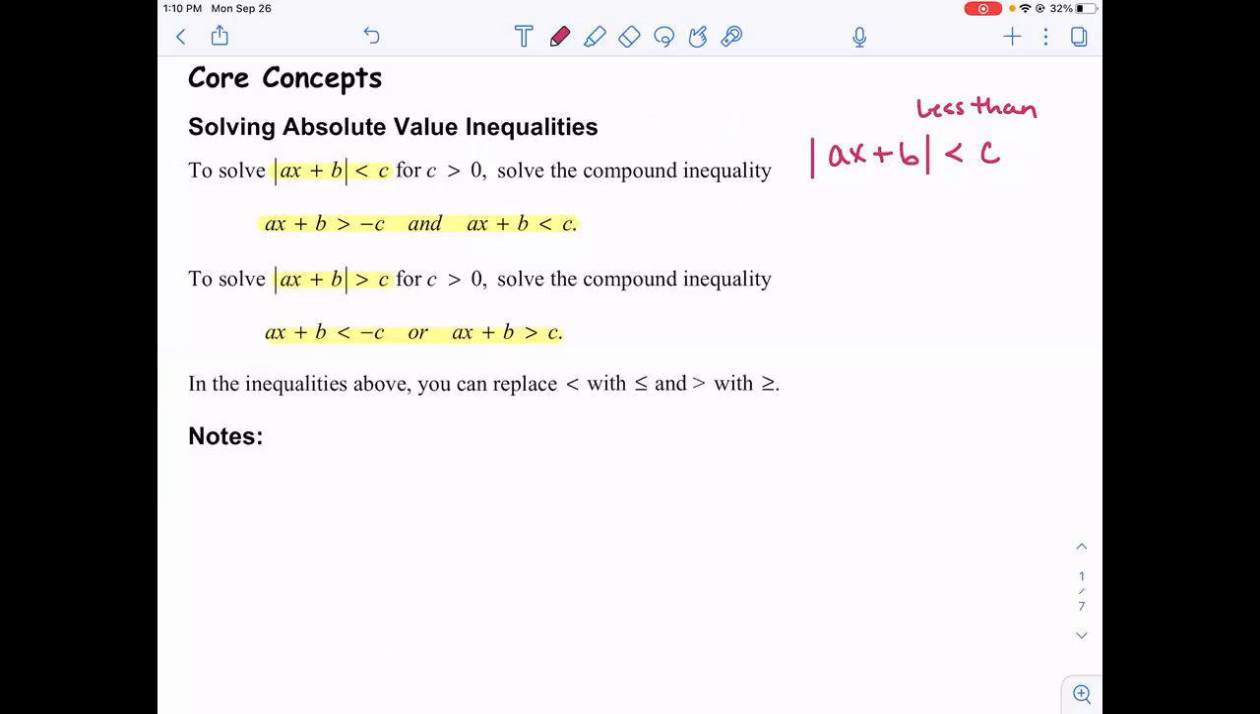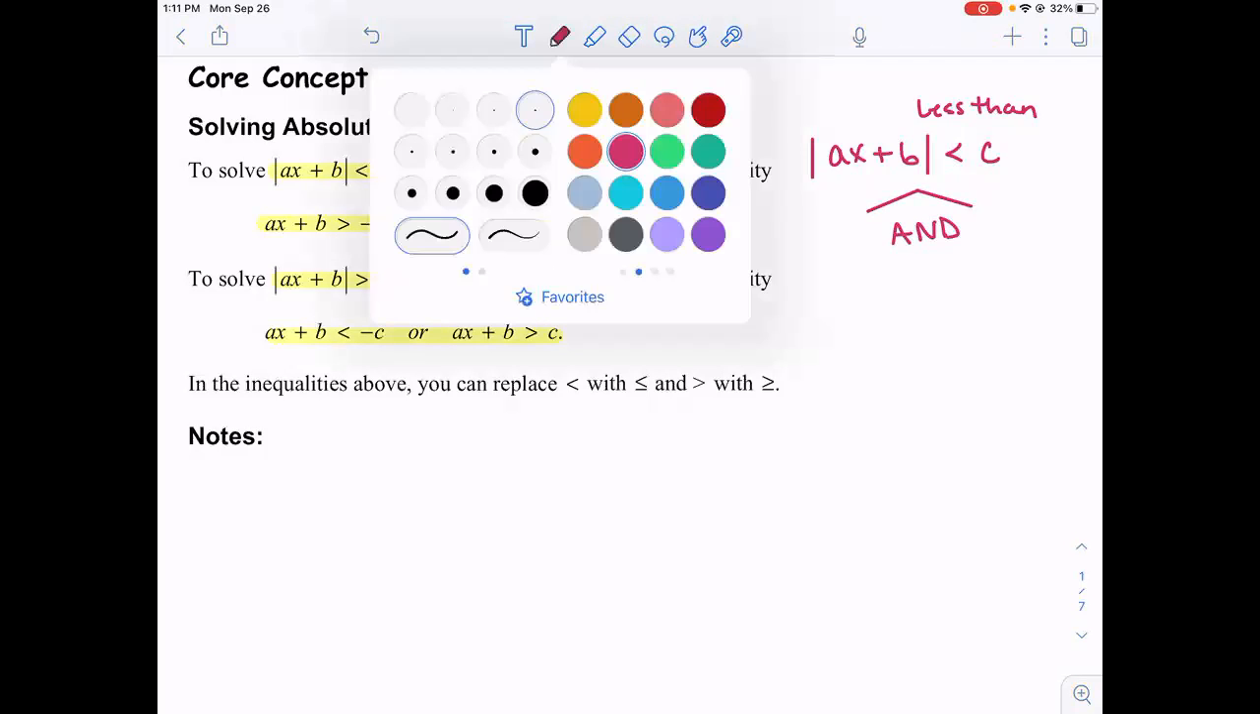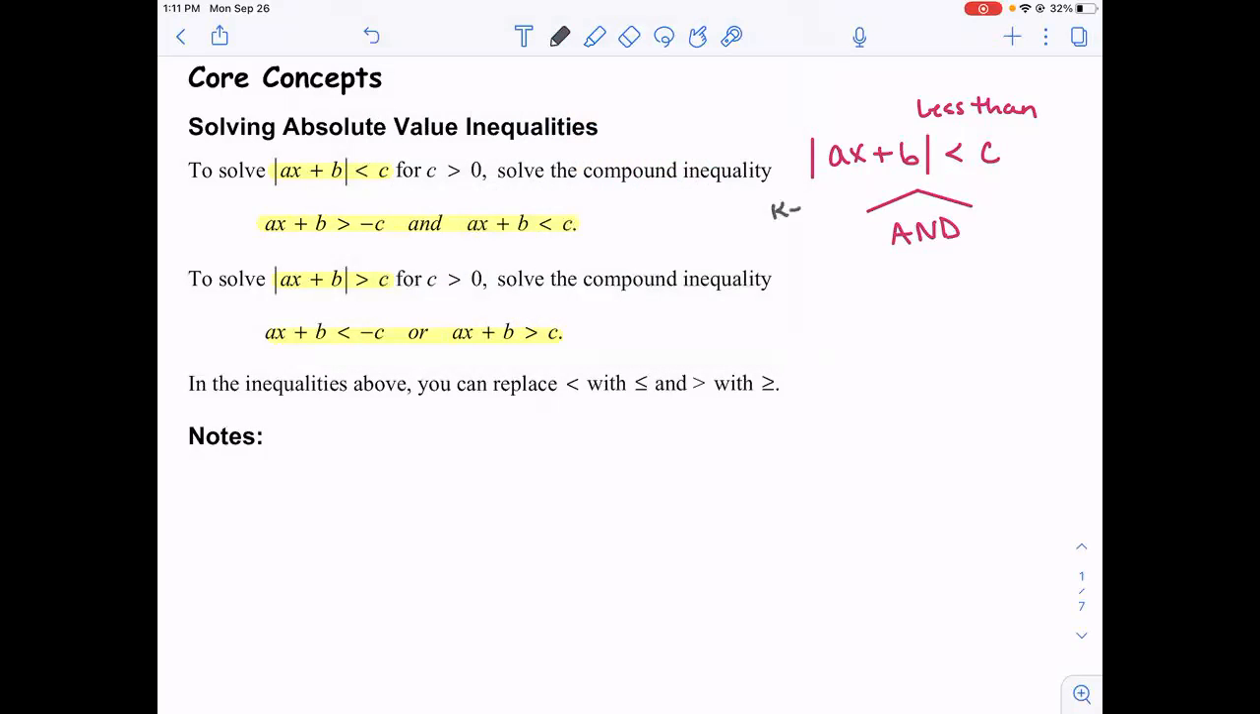If we have an absolute value that is less than a number, write that down. First of all, it's going to be an and compound inequality. And we are going to split it into two inequalities, right? That's what a compound inequality is. So what we're going to do is keep our inequality the same by writing AX plus B is less than C.